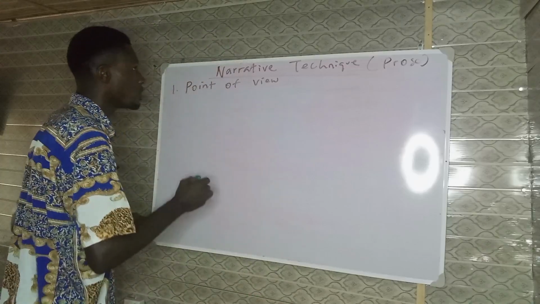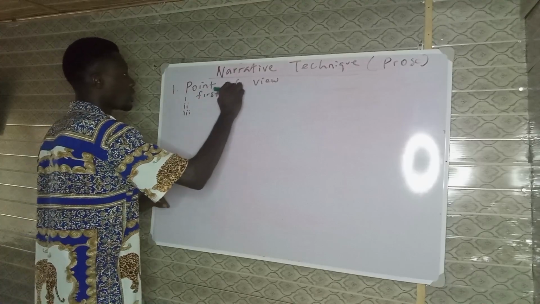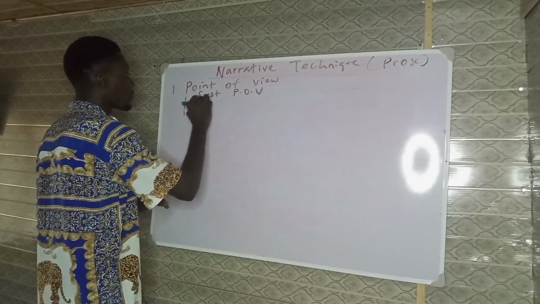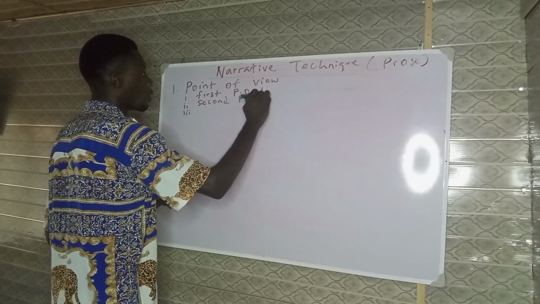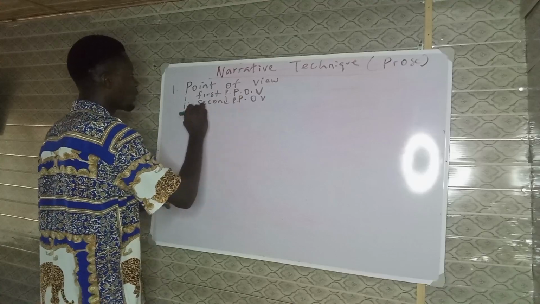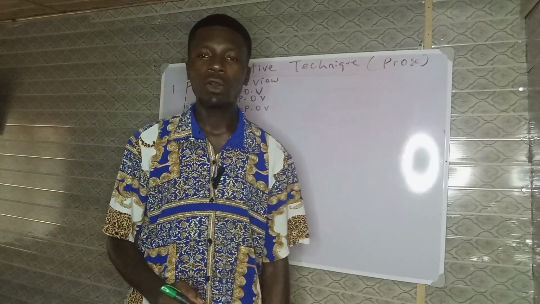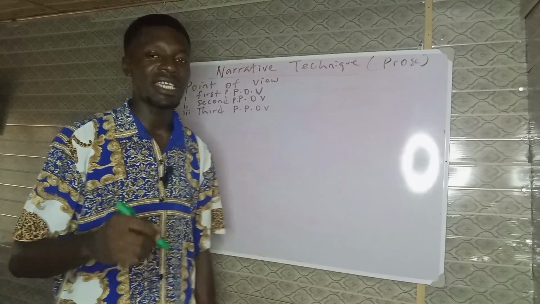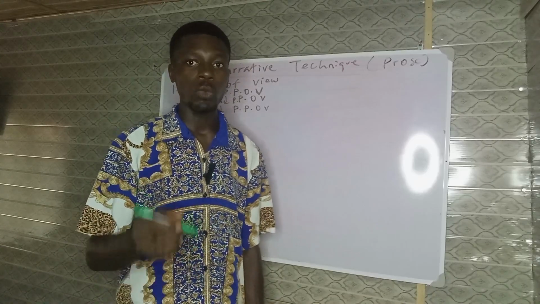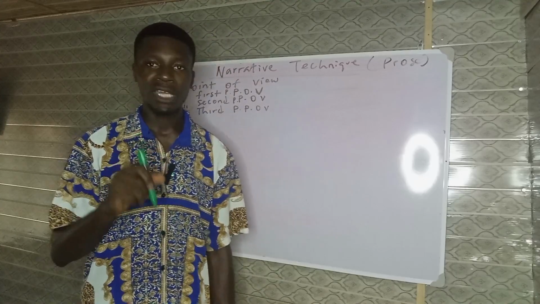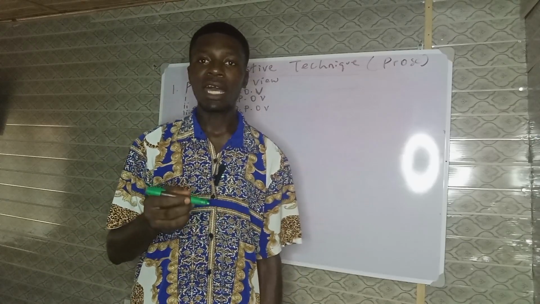In prose, there are three types of point of view. We have the first person point of view, the second person point of view, and then we have the third person point of view. The first person point of view occurs in prose when a character in the literary work is telling or sharing an experience. So when a character in the prose text is sharing an experience, or is a narrator, we refer to that as first person point of view.